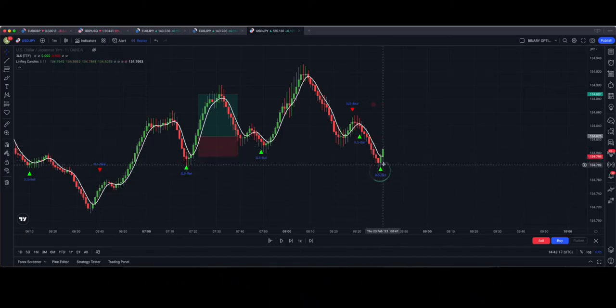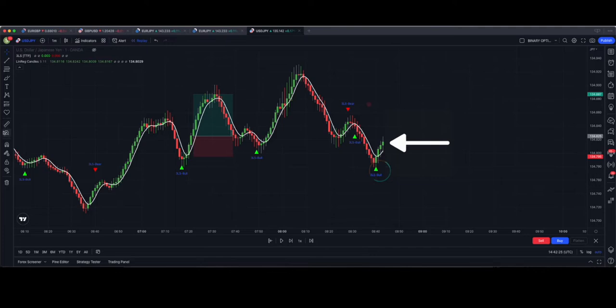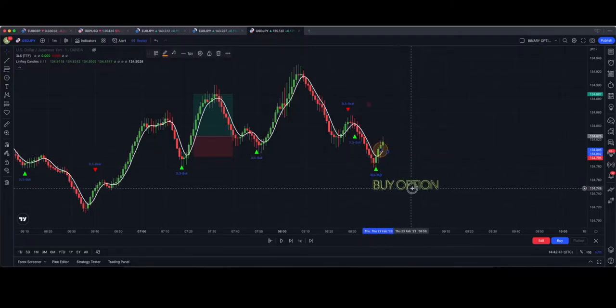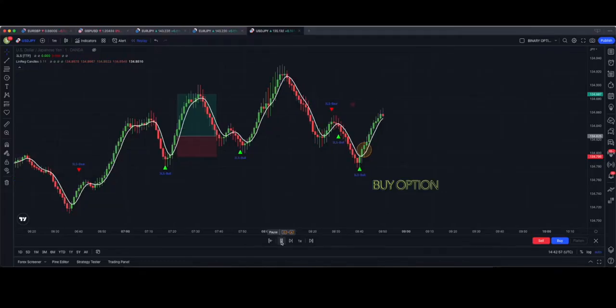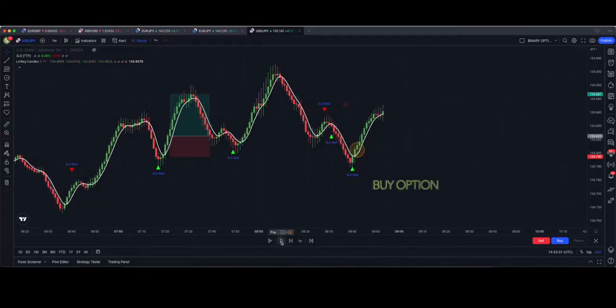The 3-line strike indicator, which acts as a signal, and the linear regression candles, which plot the trend and show the breakout momentum. The strategy is easy to understand. For a buy option, wait until you get a buy signal from the 3-line strike indicator. For entry, wait until the linear regression candle closes above the white plot line. When those conditions are met, take a 1-minute option trade.